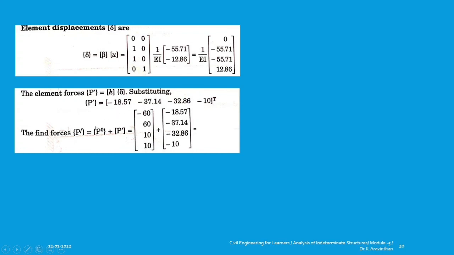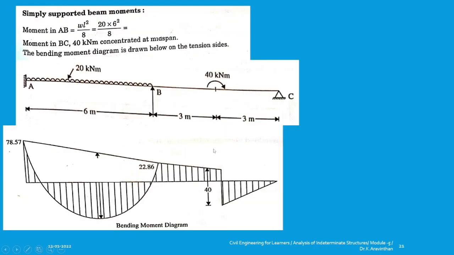Okay, now you have to find the final force Pf equal to P naught plus P dash. What is P naught? The fixed end moment, and P dash is the value you got now. And you can just add this, you will be getting 78.57, this will be 22.86, 22.86, and the last will be 0. So this is your solution.